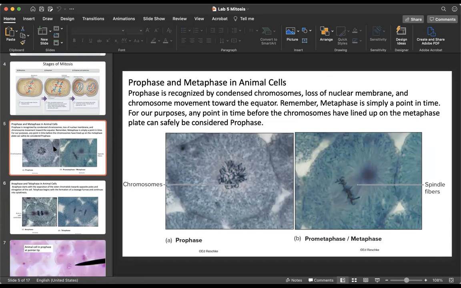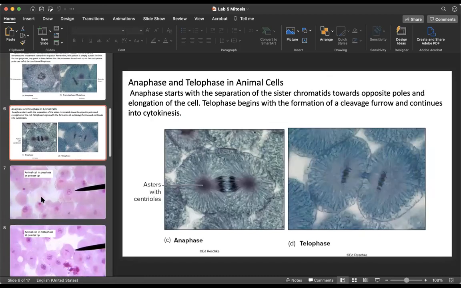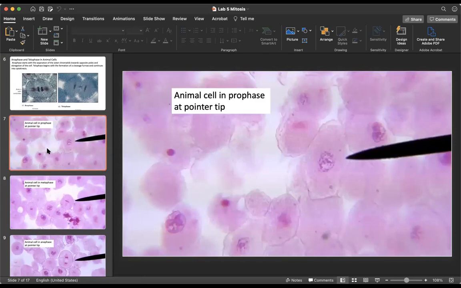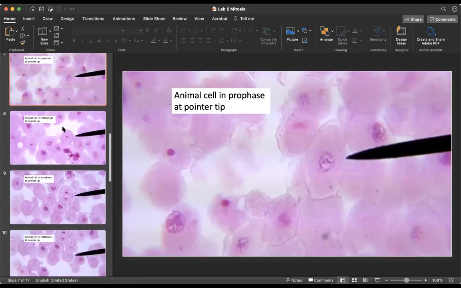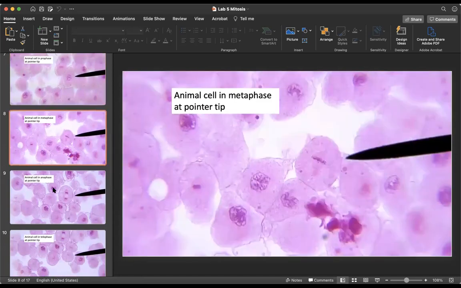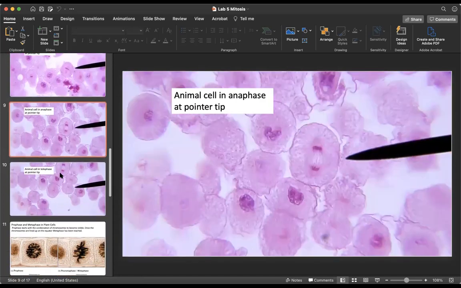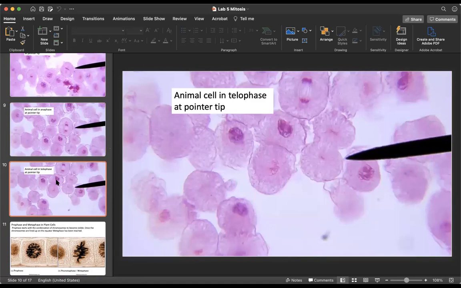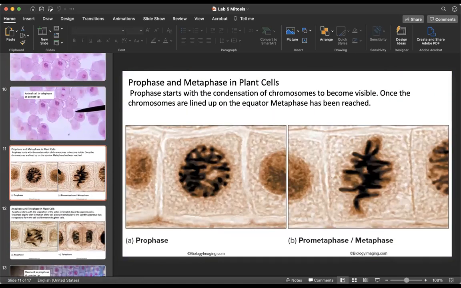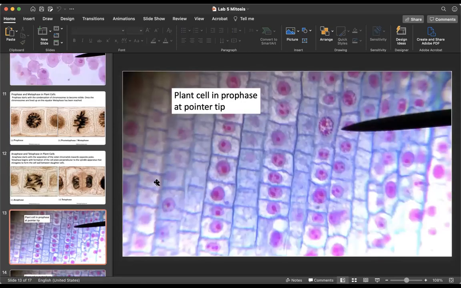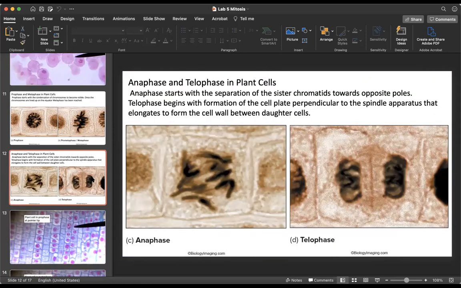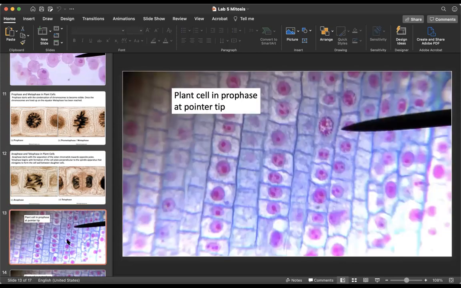So be able to recognize the cells in prophase, metaphase, anaphase, telophase, either from these photos that you see here, these animal cells, or these cells here that are photos from the actual slides that we have in class. So be able to recognize prophase versus metaphase versus anaphase and telophase. Likewise, in the plant, be able to recognize prophase and metaphase, either in these photos that you saw here from the text, or photos from the actual slides we have from the onion root tip.